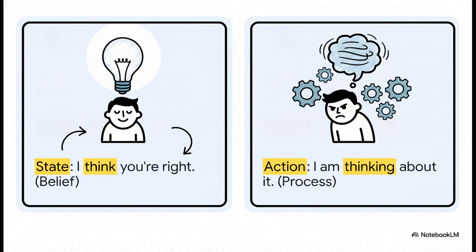However, there is a really tricky nuance here. Some state verbs actually can become continuous, but only if their fundamental meaning completely changes from a static state to an active physical process. For instance, I think you're right is a static belief, right? It's a state of mind. But if you say, I am thinking about changing jobs, that transforms thinking into an active temporary process of pondering something right there in your brain.